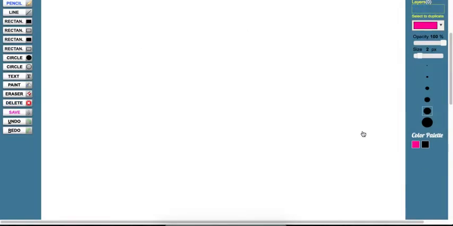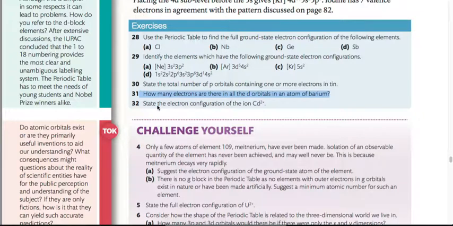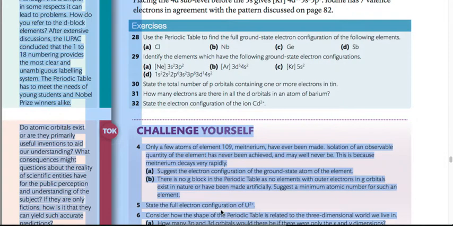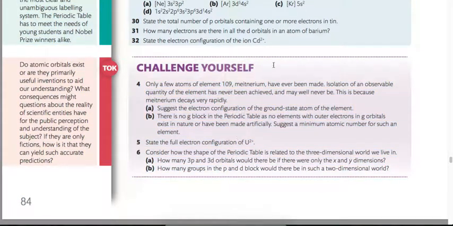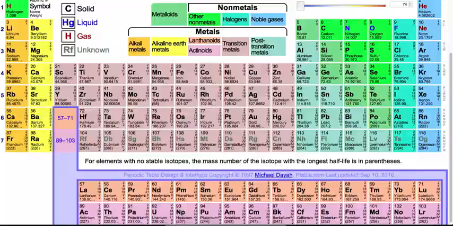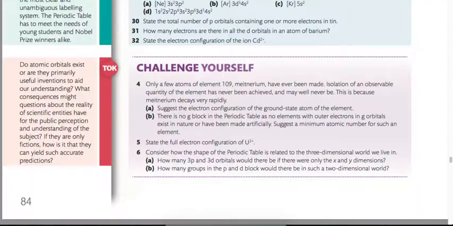So now let's take a look at the next question. Let's go back here. State the electron configuration of the ion. In this case, it's going to be a positive cation. So let's find cadmium on the periodic table, since we have a 2+ cadmium ion.